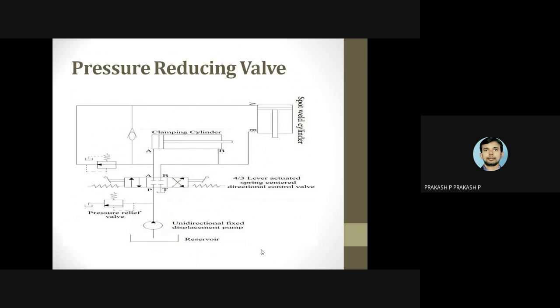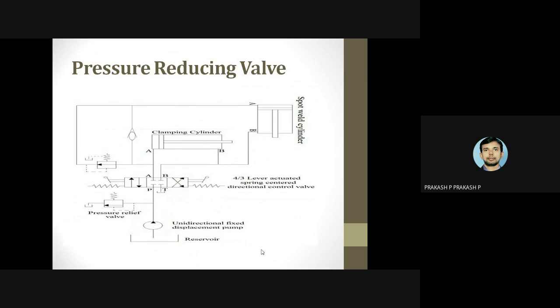When you activate the lever on the left-hand side, fluid flows from the reservoir to the pump to the directional control valve, from P to A. You can see that a pressure reducing valve and a check valve are placed. During extension of the clamping cylinder, the fluid flows from A to A and the cylinder extends. The oil at the rod end of the cylinder is stored into the tank from B to B.